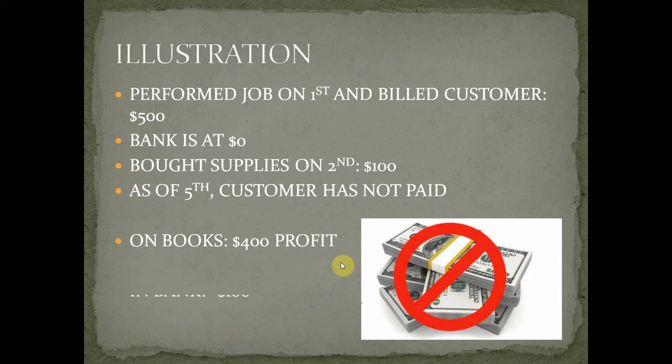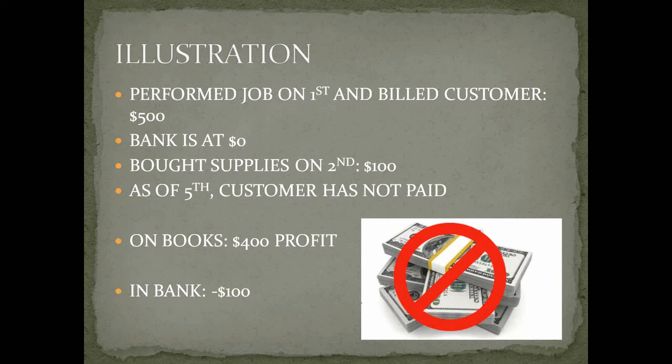However, when you log into your bank account, you're going to have a loss of $100 because that $500 is not yet in the bank, and yet you've paid out $100 for supplies in anticipation of the $500. So this is what I mean when I say cashless profit. We're showing a profit on the books. However, there is no cash.